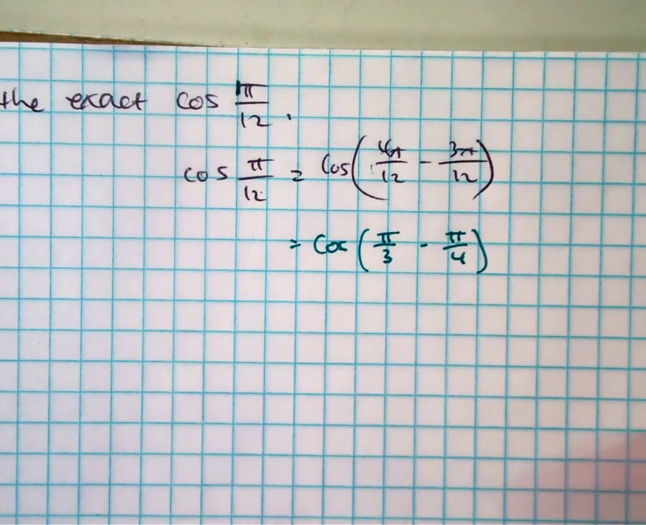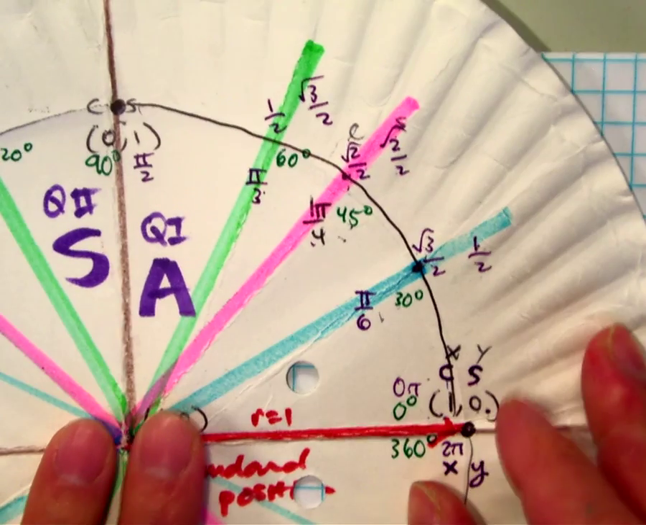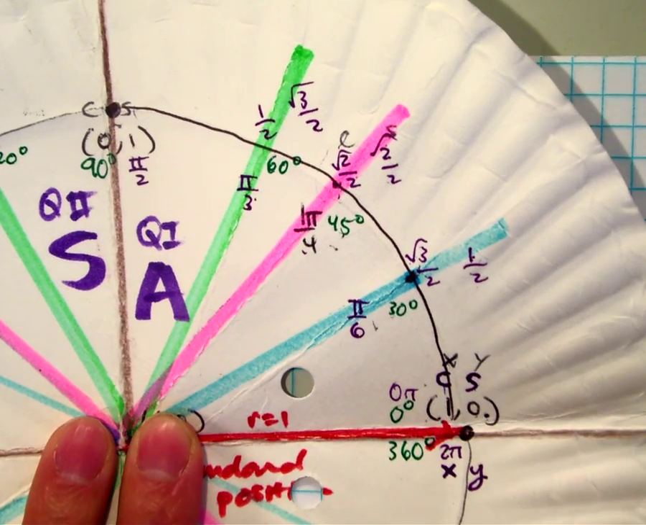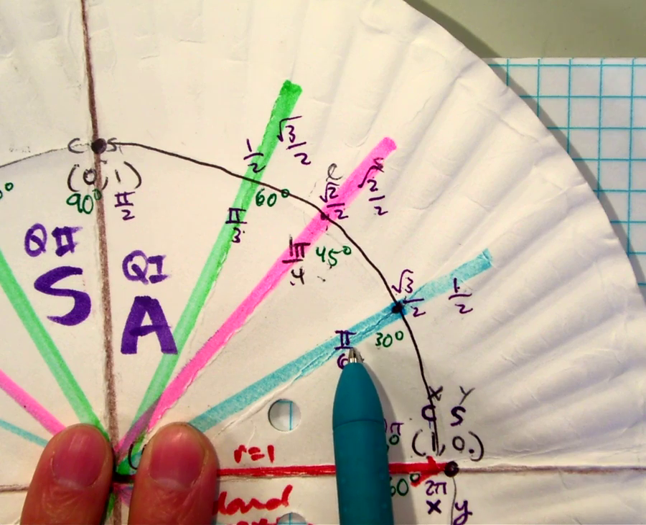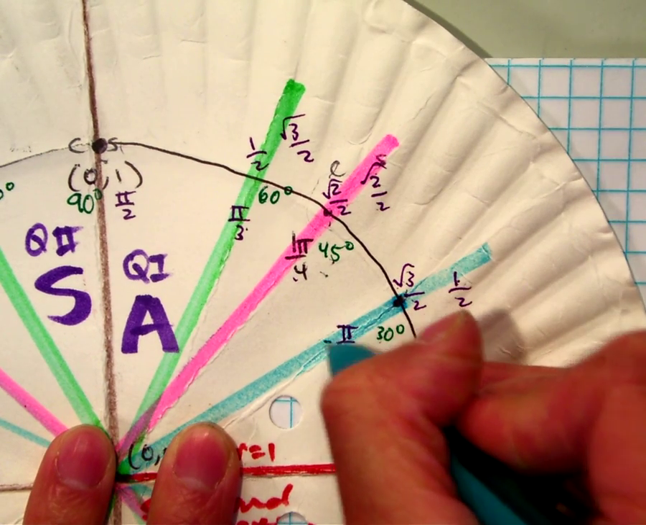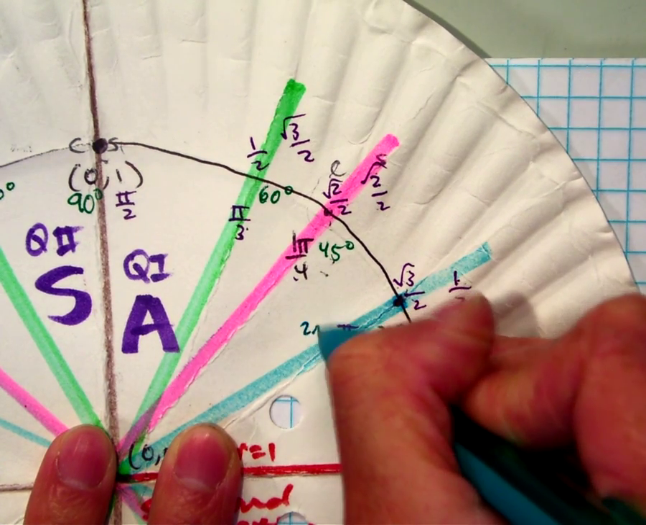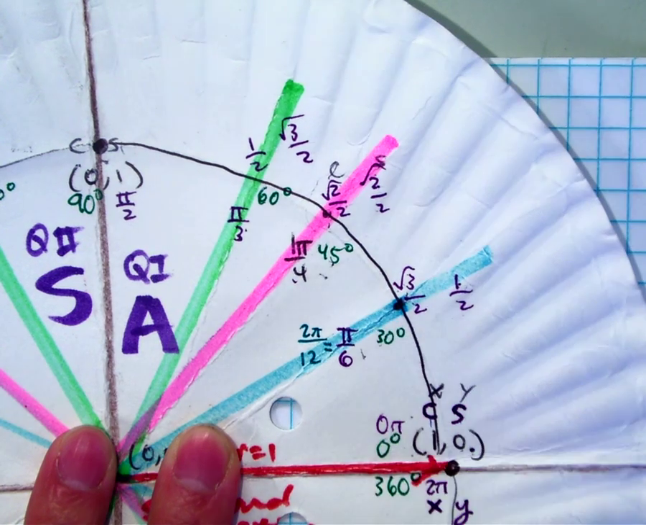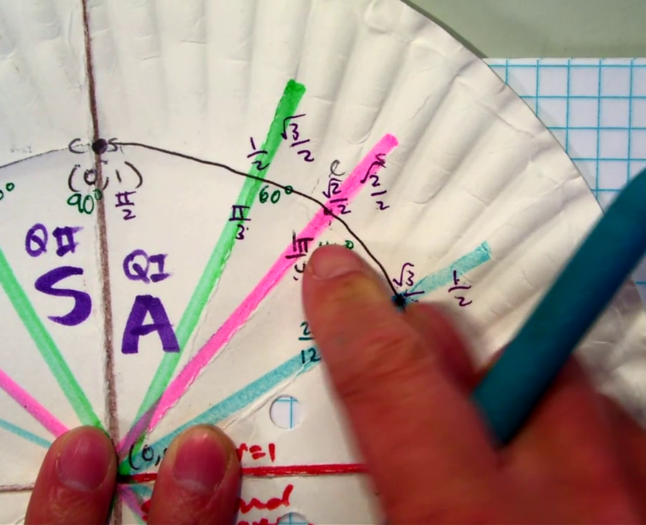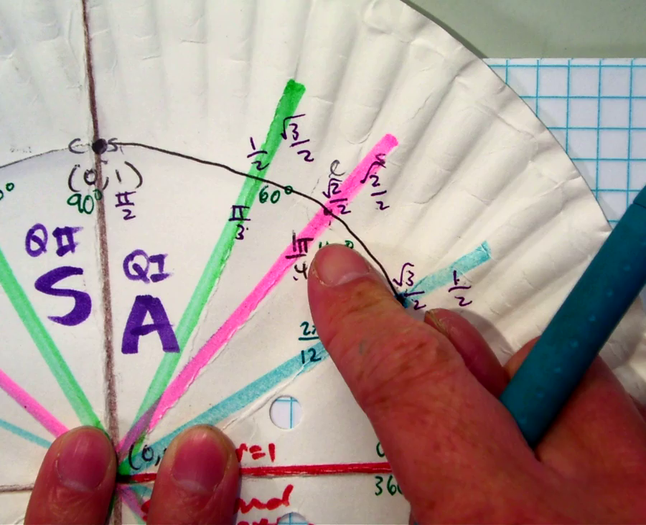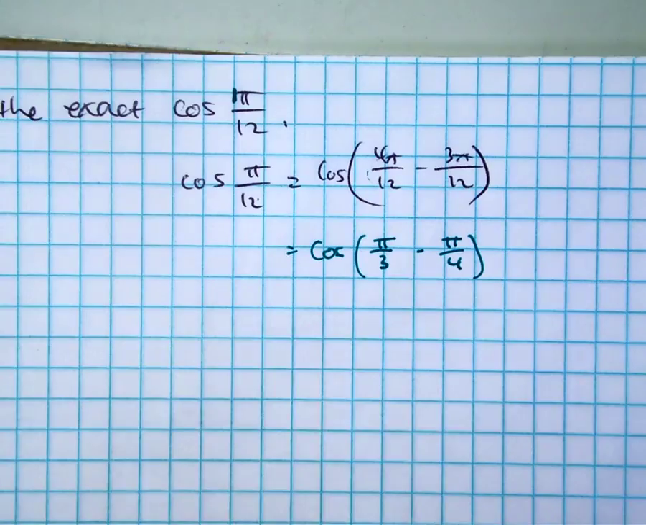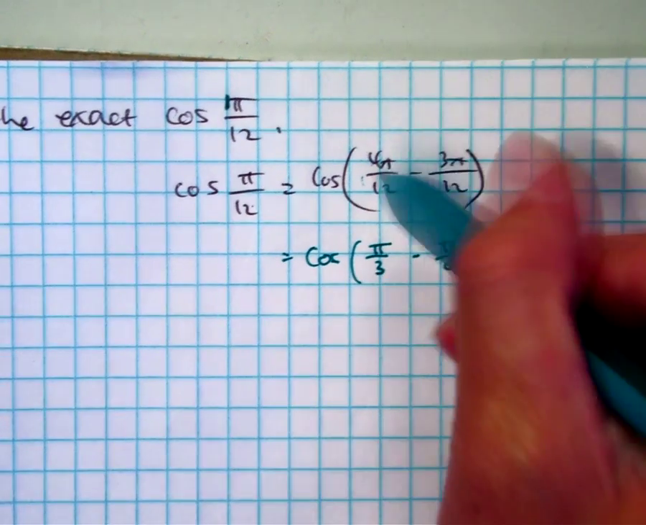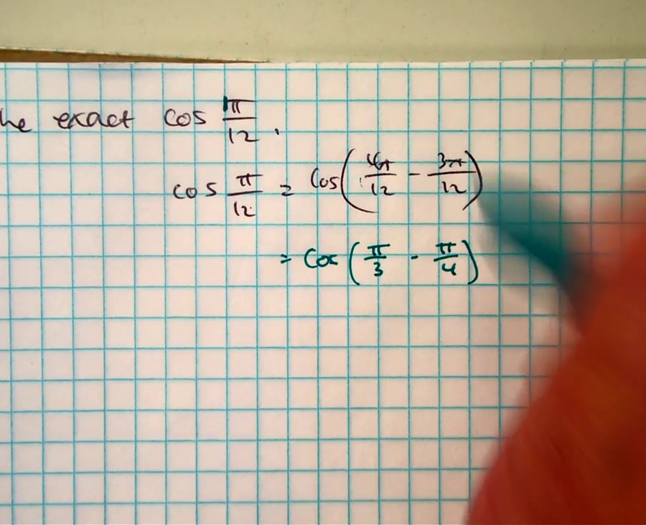Now, the easiest ones, if I look at my unit circle, for example, pi over 6. That's just equivalent to what class? 2 pi over 12. And then you have 3 pi over 12. 4 pi over 12. Does that make sense? And so those reduce to pi over 3 and pi over 4.